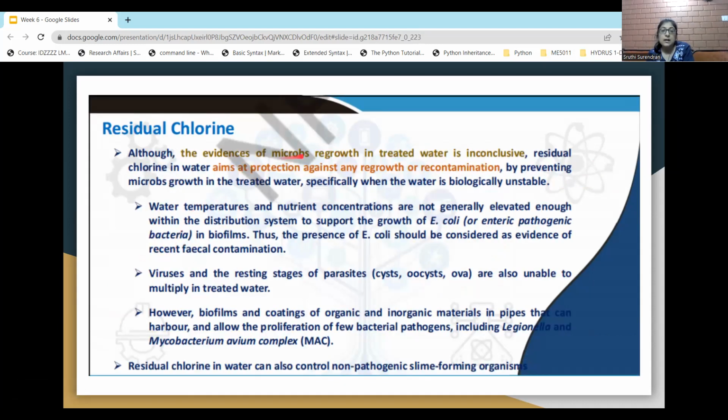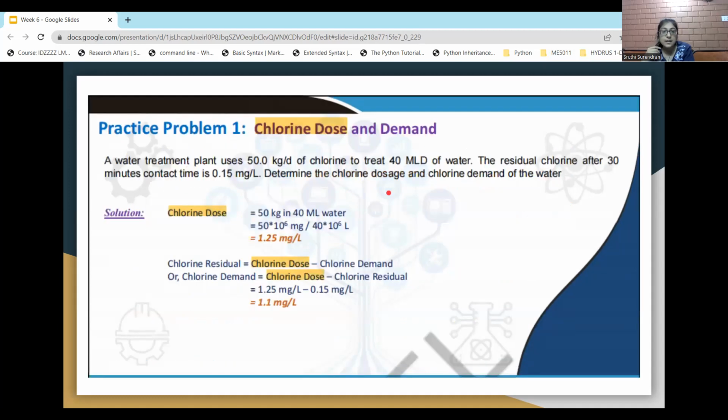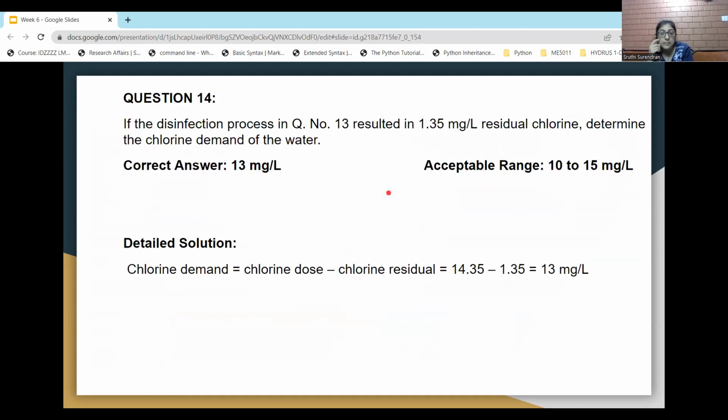So residual chlorine, after a point of time, again the contamination process can occur. So in order to take care of future requirement, this residual chlorine is necessary. So this is another problem, we'll come back to it. Here the answer is 13 milligram per liter. Like I said, chlorine dose is equal to chlorine demand plus chlorine residual. So chlorine demand is equal to the dosage minus the chlorine residual. So chlorine dose was given in the question, and here the residual chlorine is given. So if you minus the residual chlorine from the chlorine dose, you will get the chlorine demand.